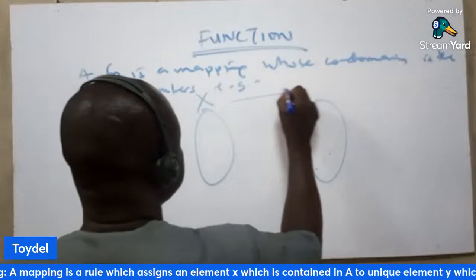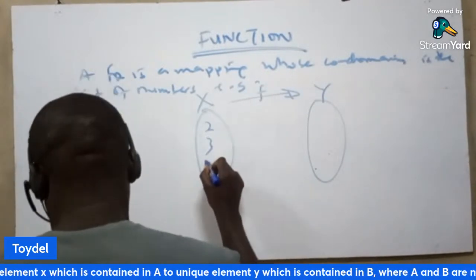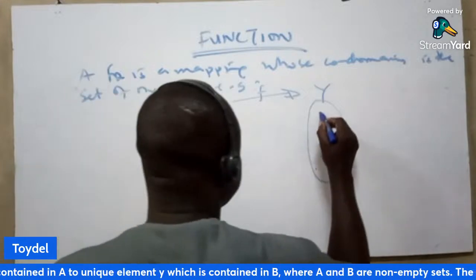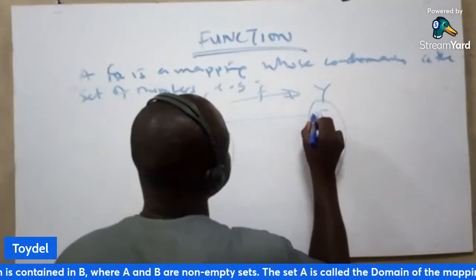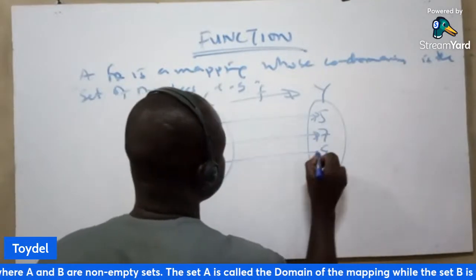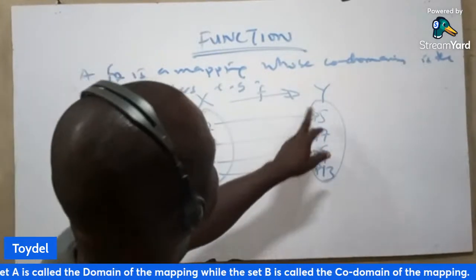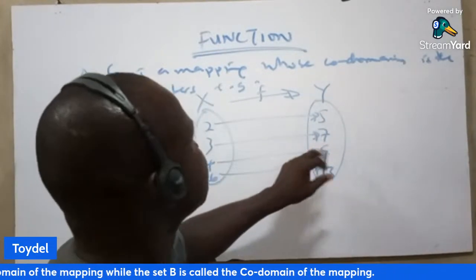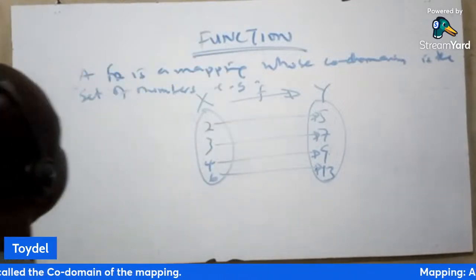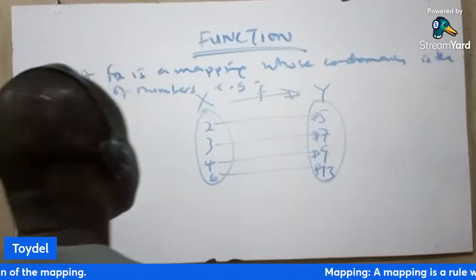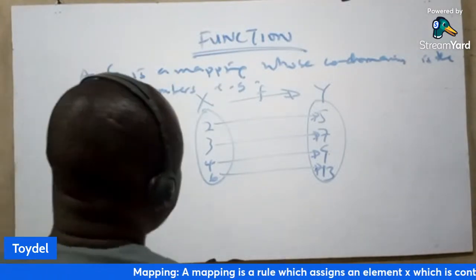For example, let's say x, then this is y. There's this function here. Let's say you have 2, 3, 4, 6, and here I have 5, 7, 9, 13. So we realize that everything is being mapped into this. In this case, it's a type of one-to-one mapping. Now, if all the elements that you have at the codomain are a set of numbers, then we refer to the mapping as a function. A function is a mapping whose codomain is a set of numbers, like what we have on the board now. How do we get this 5?